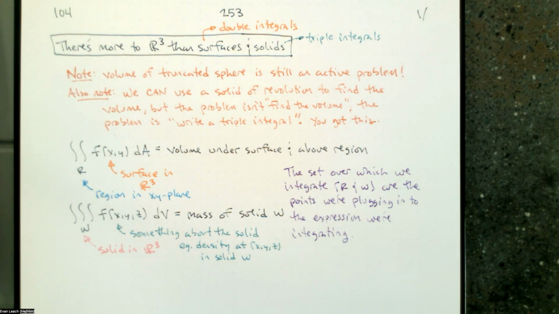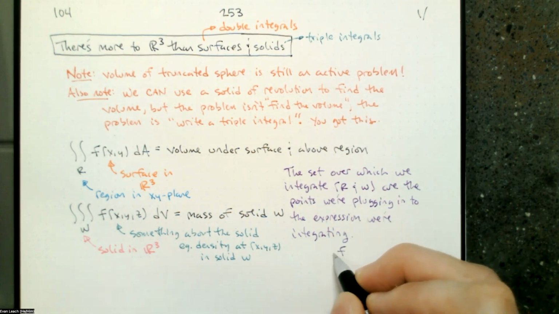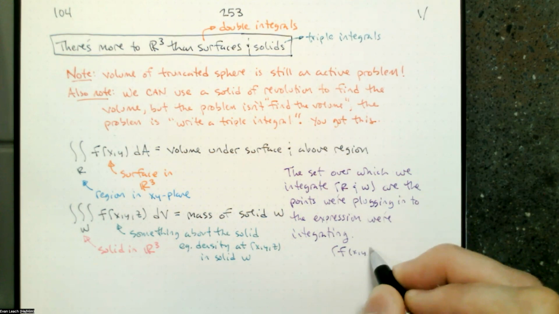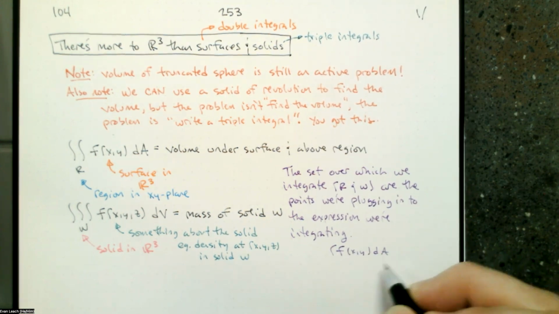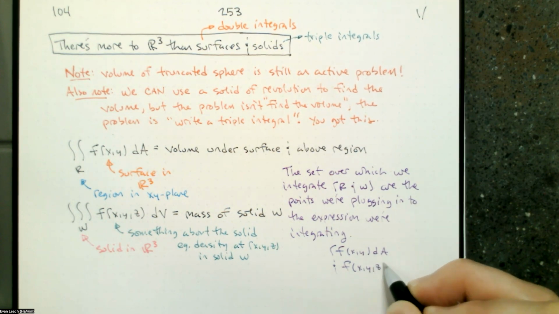This is the read that we want to have on this. The R and W, those are just collections of points that we're going to be plugging into the expression that we're integrating. So that would be f of x, y, dA, and f of x, y, z, dV.